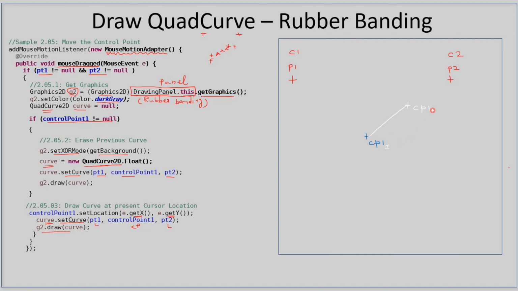CP1, CP1N at multiple events. So the drag is happening here. That means you are holding down your left mouse button, then you are dragging the mouse in this direction. In between it will produce multiple drag events.